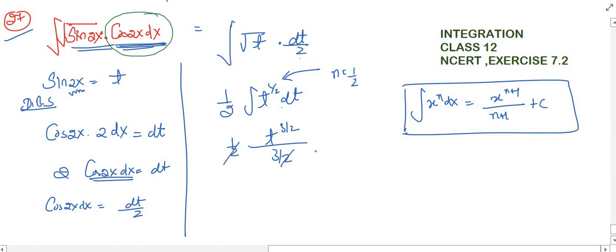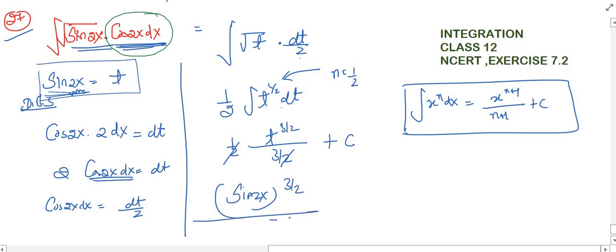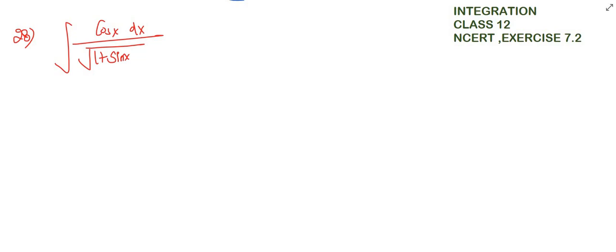So this 2 and 2 cancel. Plus c. Okay? What was t? We have to put it back. t was sine 2x. So I will put sine of 2x power 3 by 2 by 3 plus c. Do it.